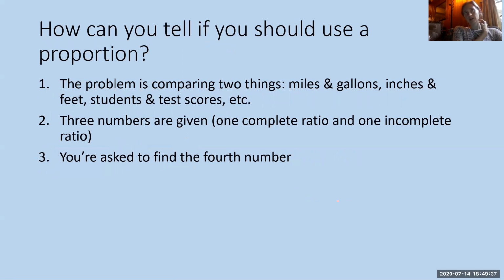So it's all well and good for me to go through these examples with you and tell you that you can use proportions to solve them. But if you're taking a test, how can you know if a proportion is the right tool to use in a problem? So these are the things that you should look for. If it's a proportion kind of problem, then the problem is going to be comparing two things. So miles and gallons, inches and feet, students and test scores, etc. And then there are going to be 3 numbers given. So you're going to have one complete ratio, one complete comparison, and one incomplete ratio, one that's missing a value. And then you're asked to find the 4th number. You're asked to complete that incomplete ratio. So those are the characteristics of a typical proportion kind of problem.